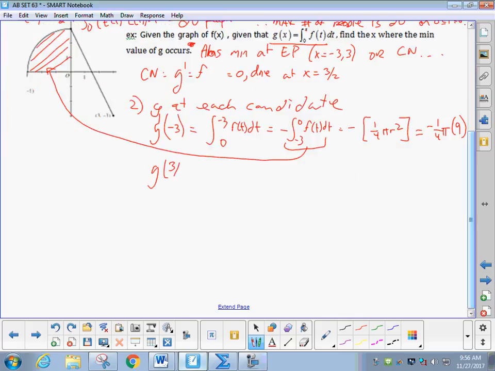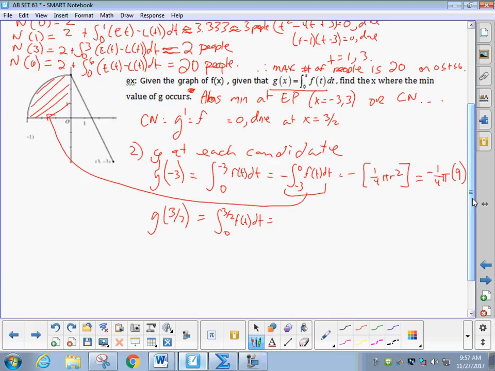G at 3/2. Again, I'm just going left to right amongst my candidates: -3, 3/2, and 0. G at 3/2 is the integral from 0 to 3/2. That doesn't require switching of the limits of integration. It's already going lesser to greater. In terms of area, it's a positive area because it's above the x-axis, and it's a triangle. What's the base of that triangle? 3/2. What's the height? 3 divided by 2. And so g at 3/2 is 9/4.